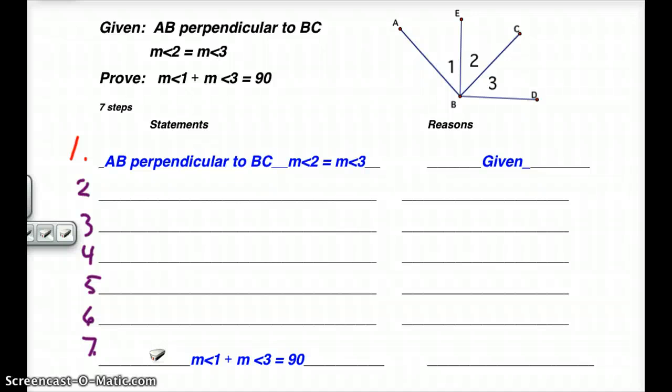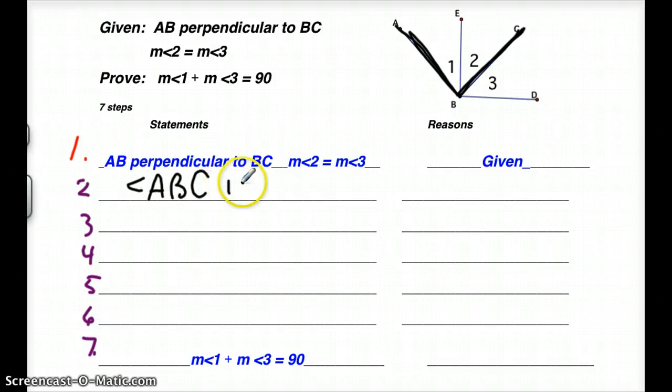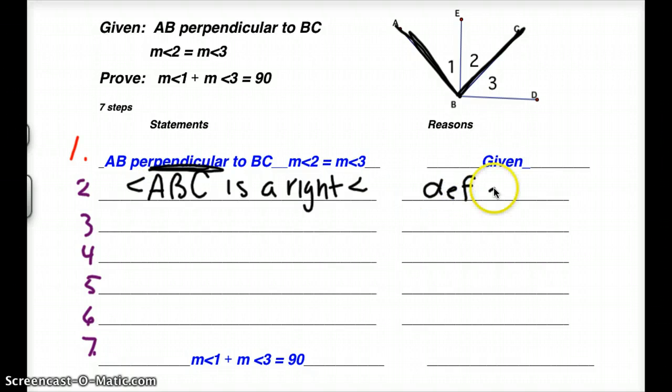The next thing you need to do is read your givens and say, what else can I write down? So when I read AB perpendicular to BC, what does perpendicular mean? Perpendicular means you have a right angle. So what I need to write now is angle ABC is a right angle. And how did I know that? From the word perpendicular. So I write definition of perpendicular.